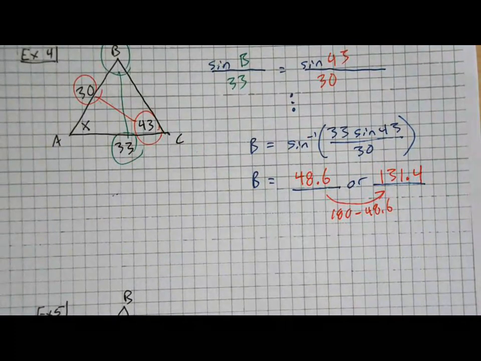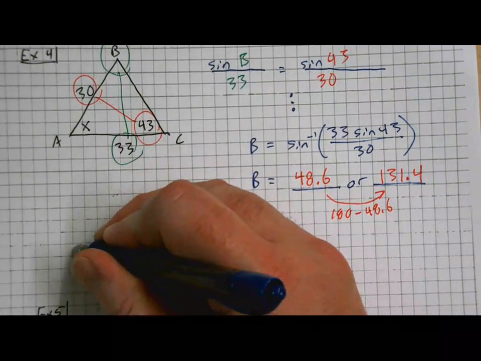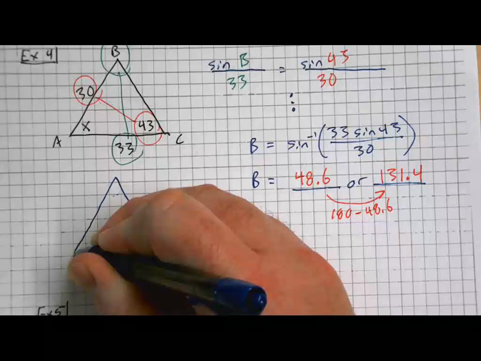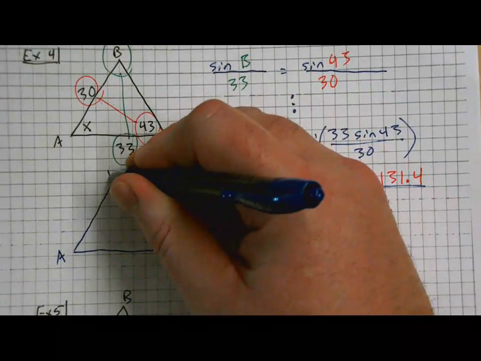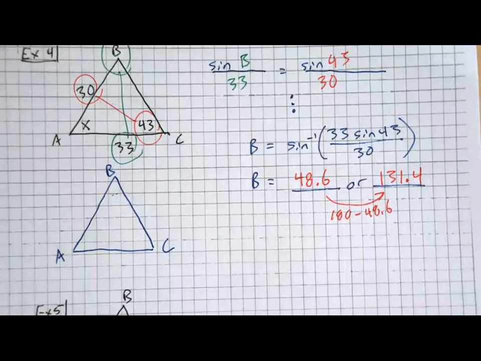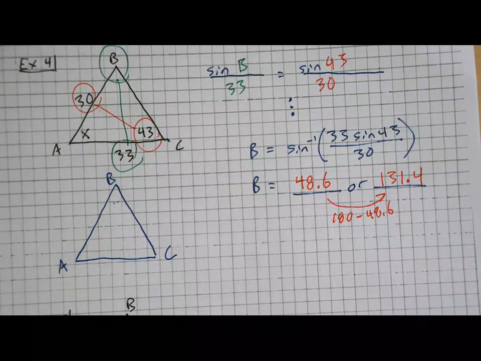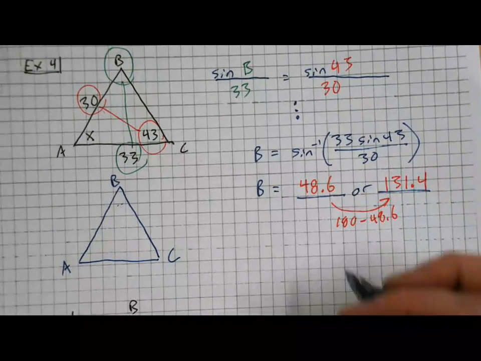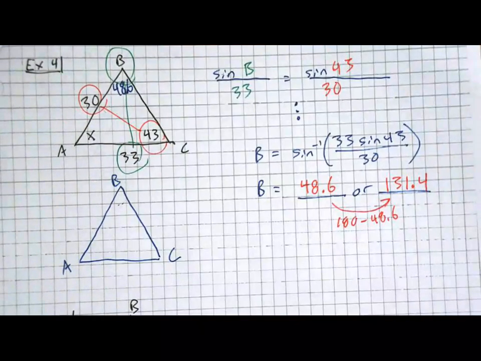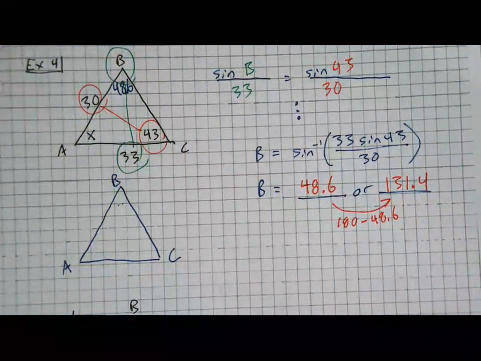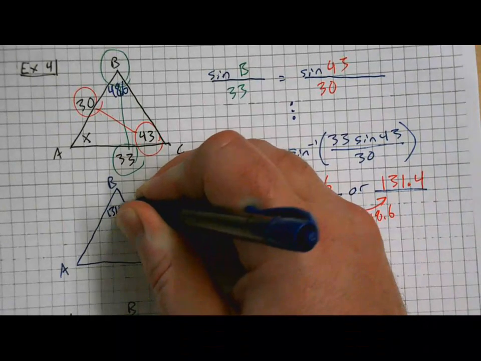Now, here's going to be our last step, because we weren't trying to solve for b. We were originally trying to solve for x. So when we get to this point where b has two different values, we're actually going to create a multiple universe situation. We're going to draw the other triangle in the other parallel universe. One of these universes has 48.6 as angle B, and the other one has 131.4 as its angle B.